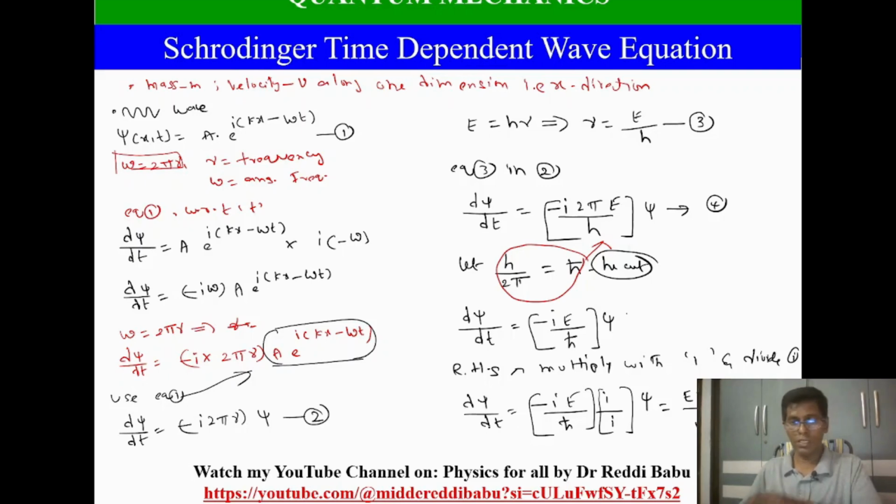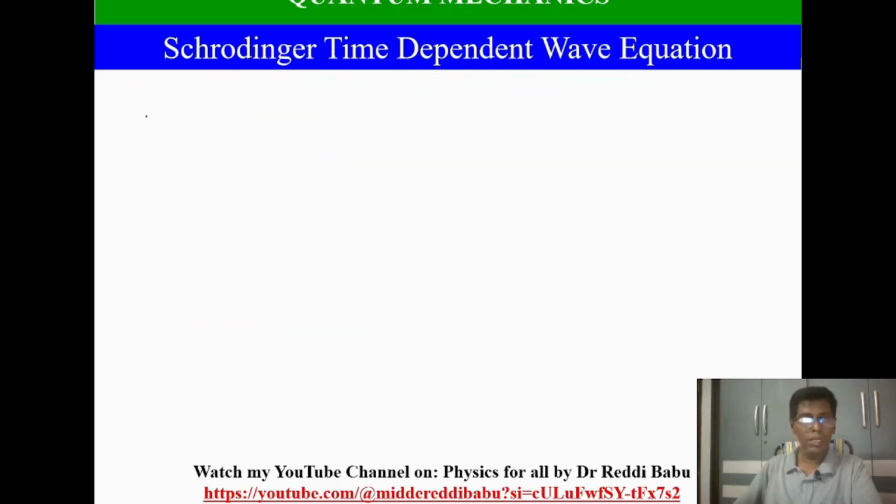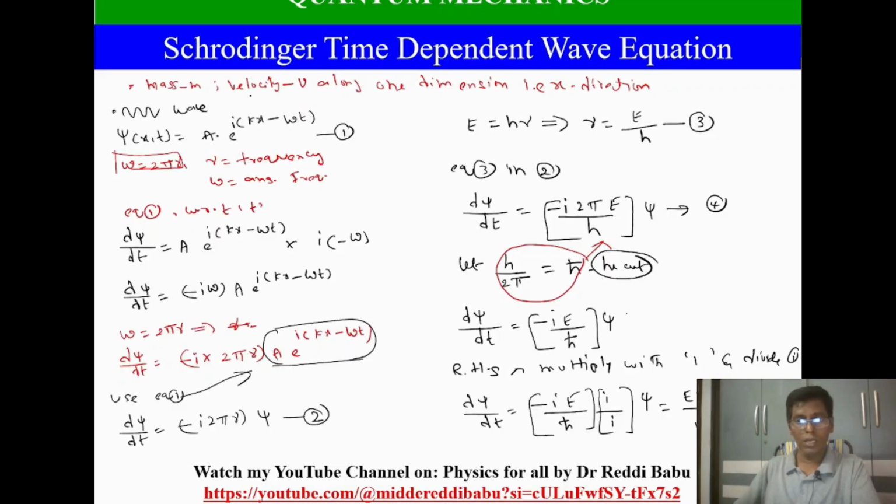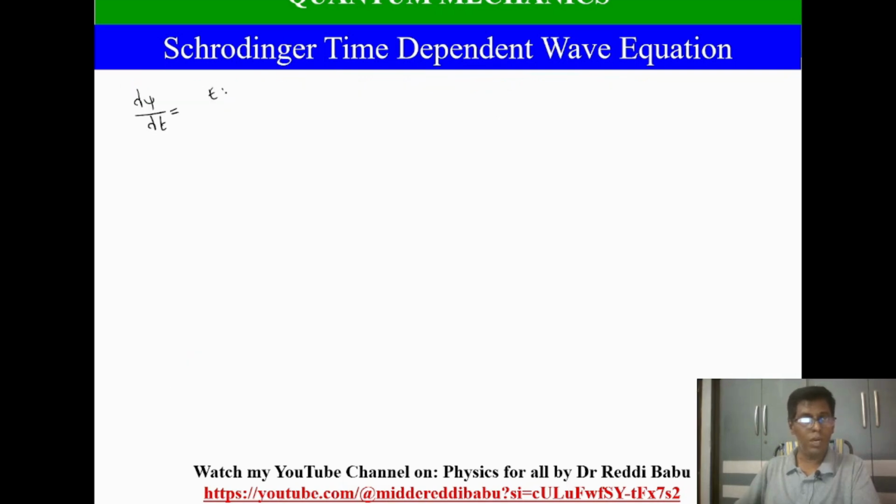I am rewriting this expression. So once again, d psi by dt is equal to, on the right hand side, what we got from this simplification? E psi divided by h cut. Now cross multiply this equation and write the equation for E psi. So what I will get? E psi is equal to, left hand side is d psi divided by dt into I h cut. So I h cut d psi by dt is equal to E into psi.